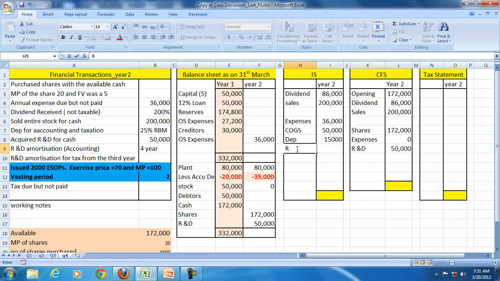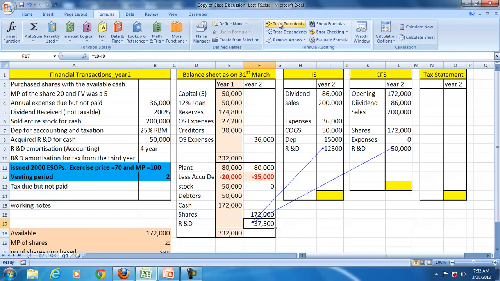So R&D amortization is divided by 4, that is 12,500 as an expense, amortization of R&D, and R&D will reduce to the extent of 12,500. R&D acquired for 50,000 and R&D amortized to the extent of 12,500.